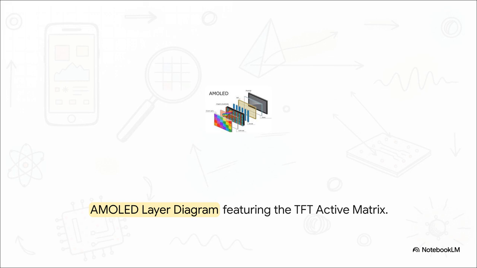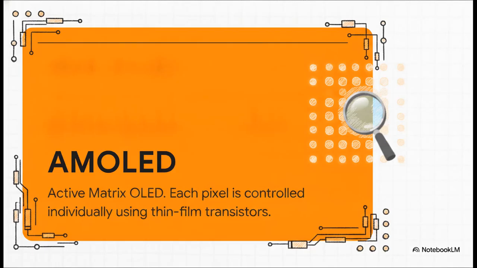Notice the addition on the board here. We've introduced a thin film transistor, or TFT layer, directly alongside the organic substrate. Adding this active matrix layer was a massive leap forward in display engineering. And that brings us right to our next big definition on the board. AMOLED. The AM stands for active matrix. Simply put, this means every single microscopic pixel on your display now has its very own dedicated transistor and capacitor acting as an active matrix to control it.